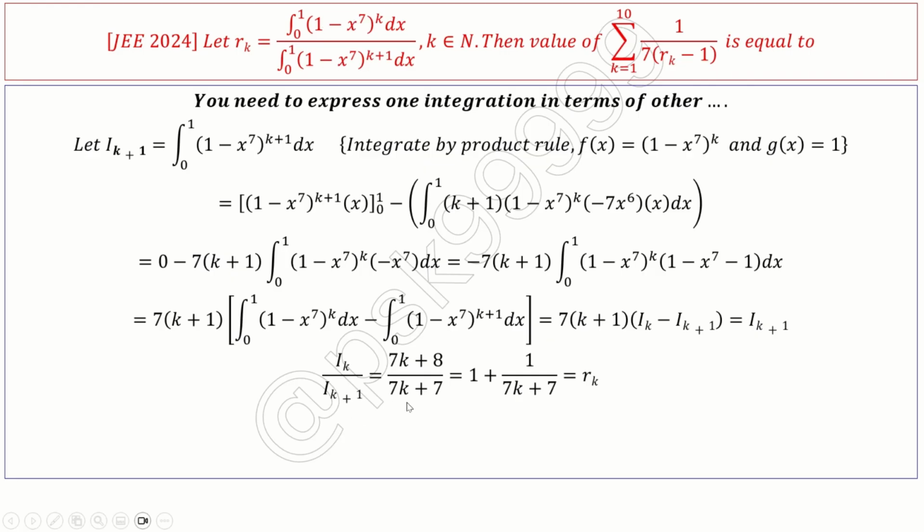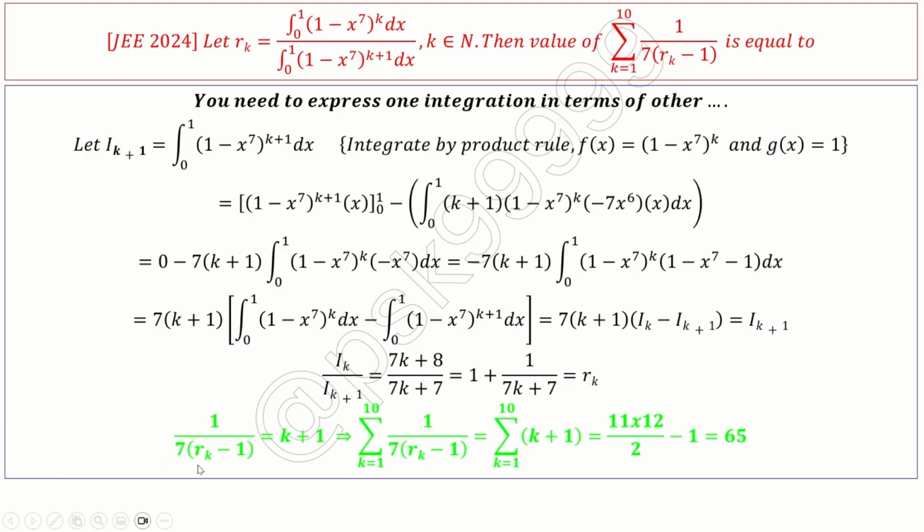I k by I k plus 1 is nothing but, if I put it here, this will become this. From this one I can derive very easily: you take all I k terms on one side and I k plus 1 terms on the other side. This is what you get, 7k plus 8 divided by 7k plus 1, and this is what I am looking for. So this is nothing but 1 plus 1 by (7k plus 7), which is equal to r k. Now it is just a matter of simplification. What is r k basically? If I take 1 by 7 times r k minus 1, then I'll get k plus 1.